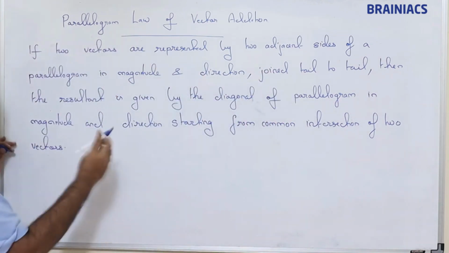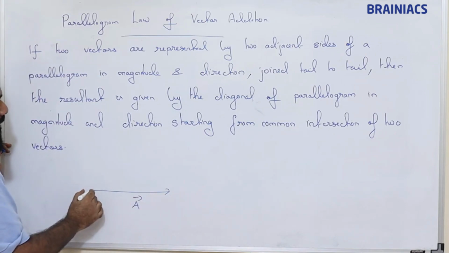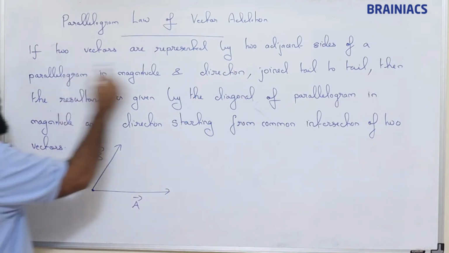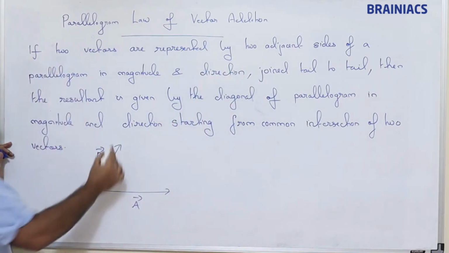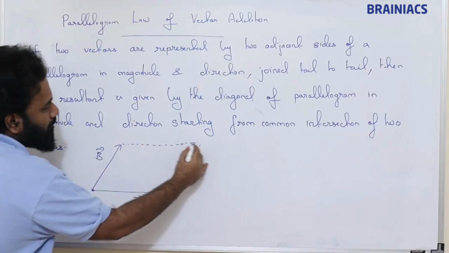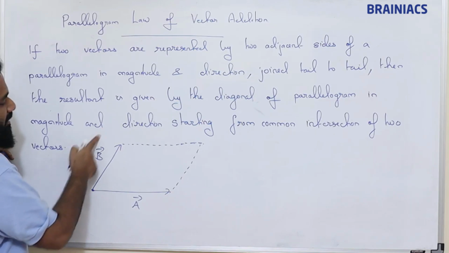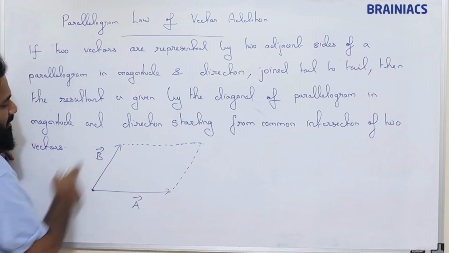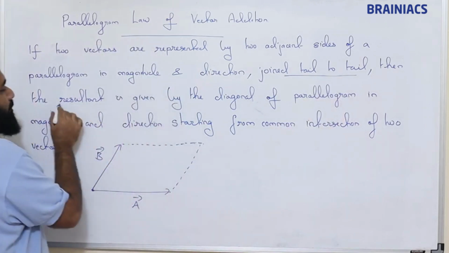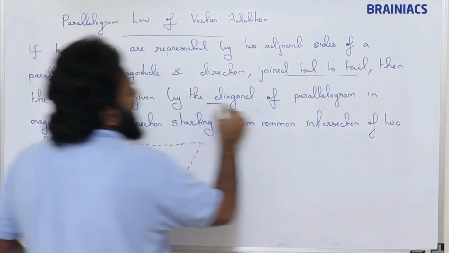joined tail to tail. This is just like, if this is vector A, to the tail of A another vector, say B, is joined tail to tail. Two vectors are represented by two adjacent sides of a parallelogram. So if we extend this, like this, it is a parallelogram. Two vectors are represented by two adjacent sides of a parallelogram in magnitude and direction. This length is the magnitude, and where it is pointing, that is the direction of the vectors. Joined tail to tail, then the resultant of these two vectors, that is, if we add these two vectors, the resultant is given by the diagonal of the parallelogram.